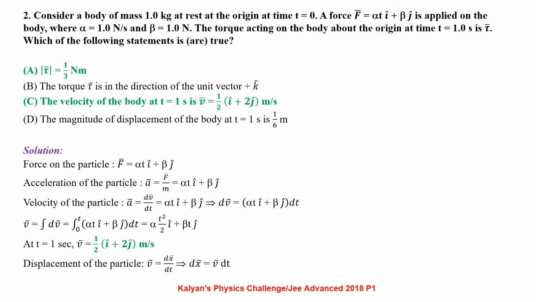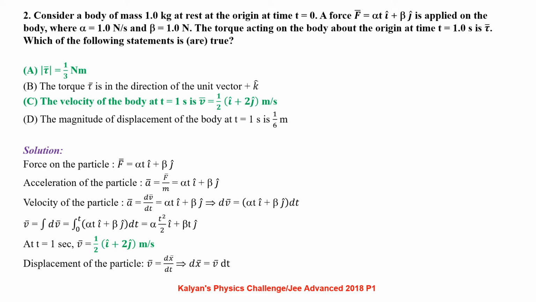Force on the particle F bar equal to alpha t i plus beta j. Acceleration of the particle a bar equal to F bar by m, that is alpha t i plus beta j, because mass is 1 kg. Velocity of the particle v bar equal to integral dv bar, that is integral 0 to t of alpha t i plus beta j dt, that is alpha t square by 2 i plus beta t j. At t equal to 1 second, v bar equal to half of i plus 2j meter per second.